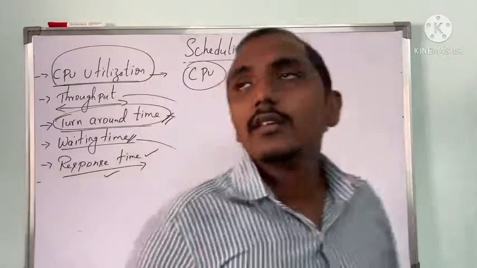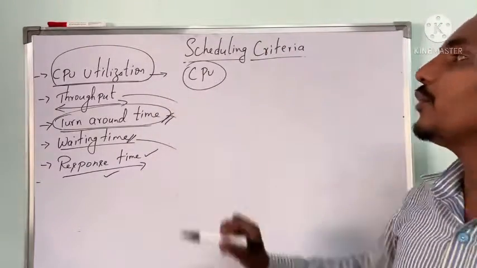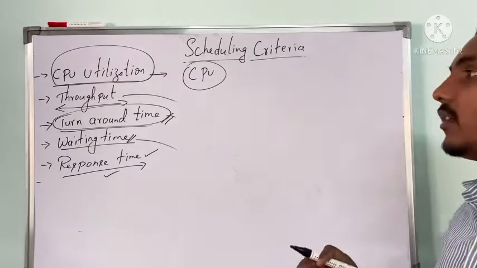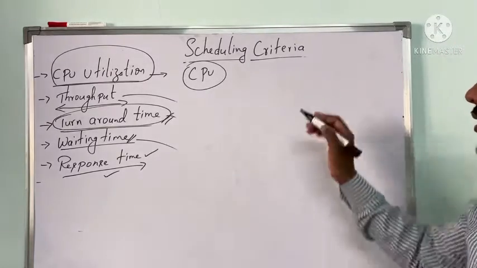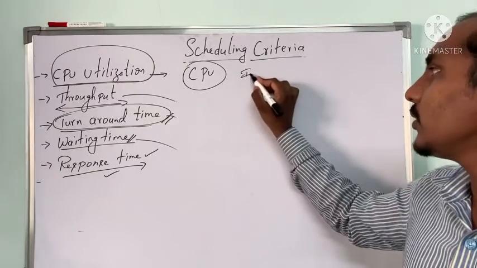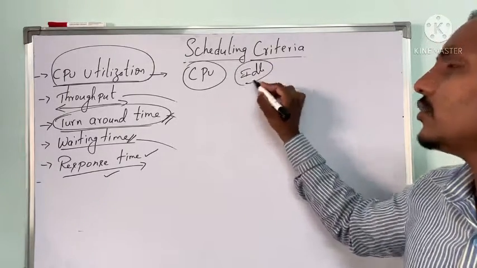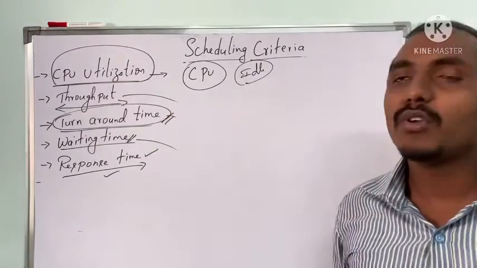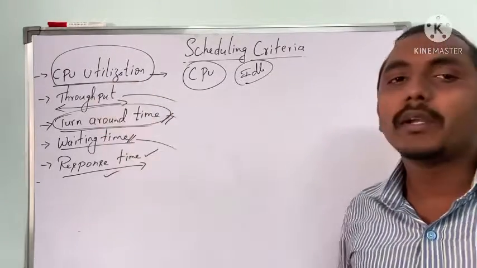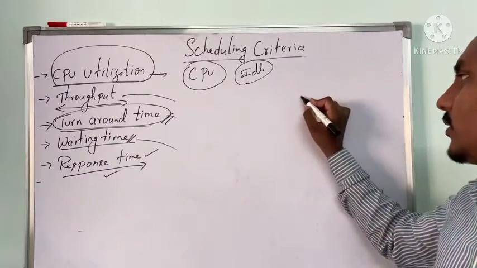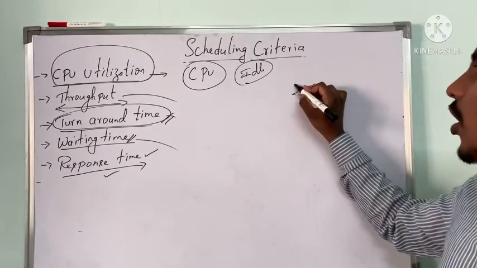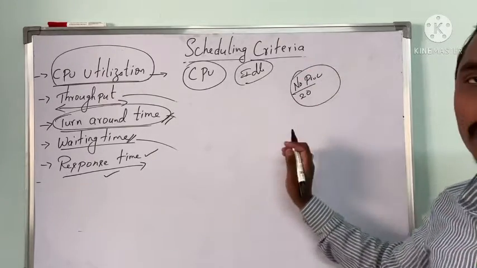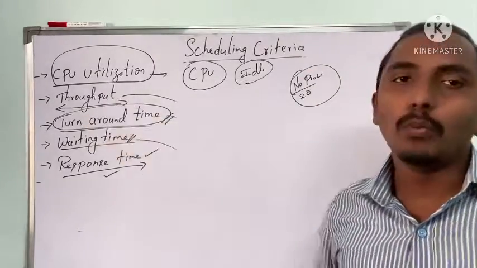We have CPU utilization, which is about making sure that, to the maximum extent, the CPU should not be idle. The CPU should be used as much as possible, which is nothing but CPU utilization. Throughput is, for a given time, say 20 milliseconds, how many processes have completed their execution.